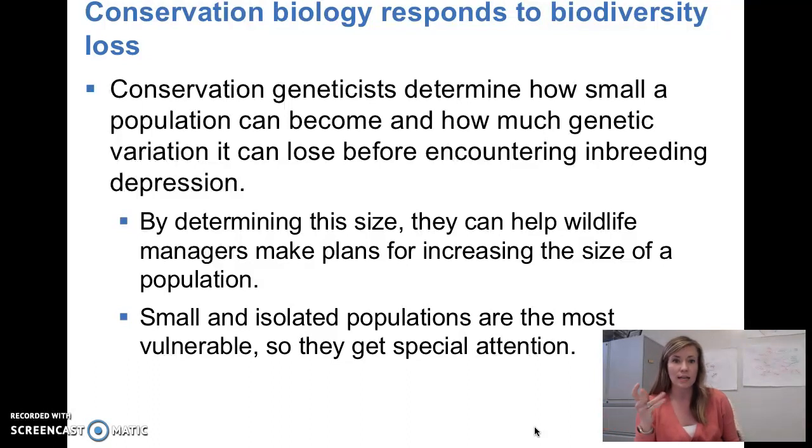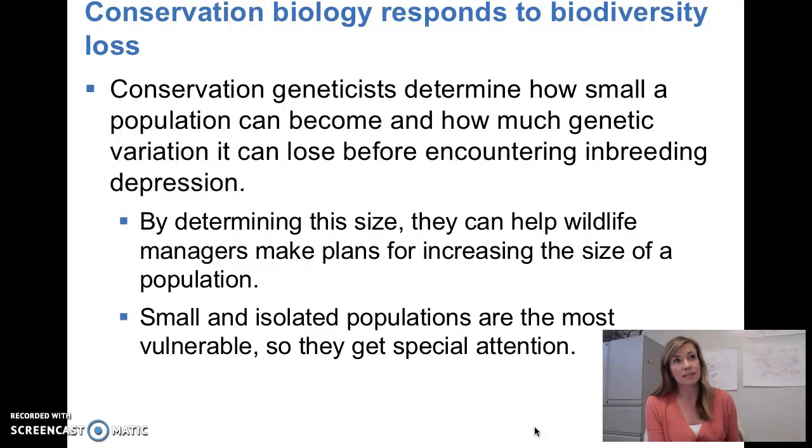So conservation geneticists would determine how small a population can become before it becomes dangerous, and how much genetic variation it can lose before it encounters inbreeding depression, which we already talked about. And remember that inbreeding depression is when there's so little genetic variation, so all the organisms are so similar to each other, that parents are producing weak or defective offspring. It's why humans don't marry brothers and sisters because of this.